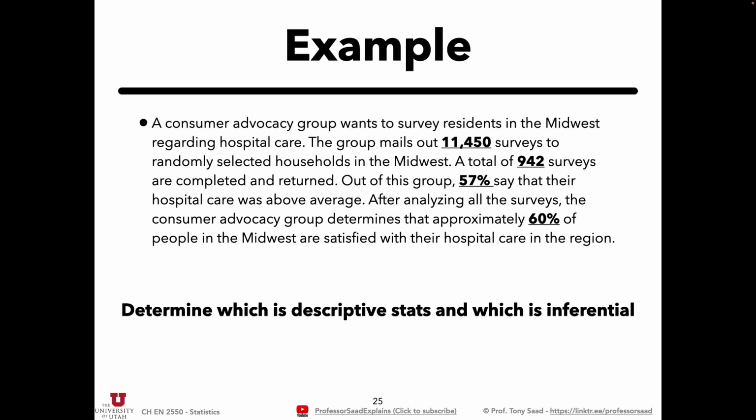Okay, so here's an example. A consumer advocacy group wants to survey the residents of the Midwest about their hospital care. That's the same example. Remember, 942 surveys were completed and returned. That was our sample. Out of this group, 57% say that their hospital care was above average. And then it was determined that 60% of the population in the Midwest are satisfied with their hospital care. So which of these numbers is a descriptive statistic and which is an inferential statistic?